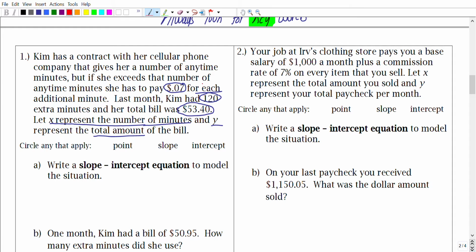Well, right here we saw the keyword each, which means that 0.07 was our m, our slope. Okay, so m equals 0.07. Okay, and also we were given a point here because look, we have two numbers and we're in the same sentence, so we can go ahead and write a point.